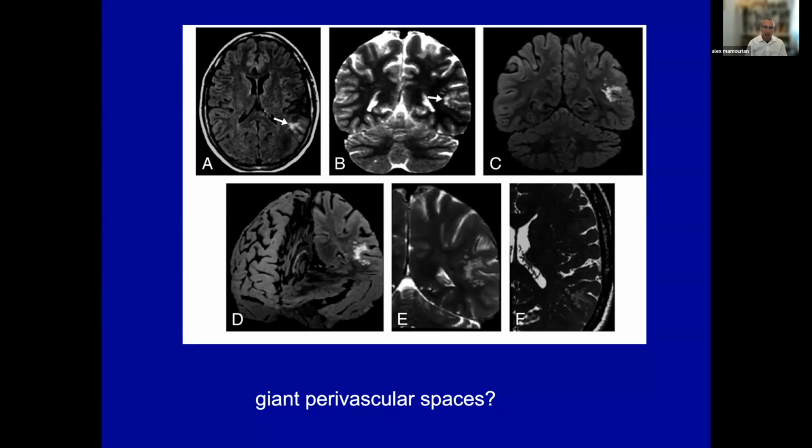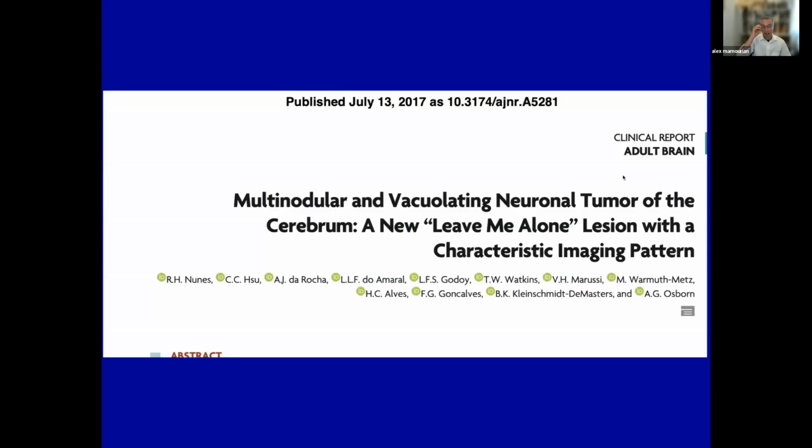So perivascular spaces are very common, but this one turns out to be a very specific appearance: multiple cystic areas in the subcortical region that don't suppress on FLAIR imaging. It doesn't really look like a neoplasm, but neither does it look like a routine case of giant perivascular spaces or état criblé. So this entity has a name. It's a long one: multinodular and vacuolating neuronal tumor. But the important thing to recognize is that this is a leave-me-alone lesion.